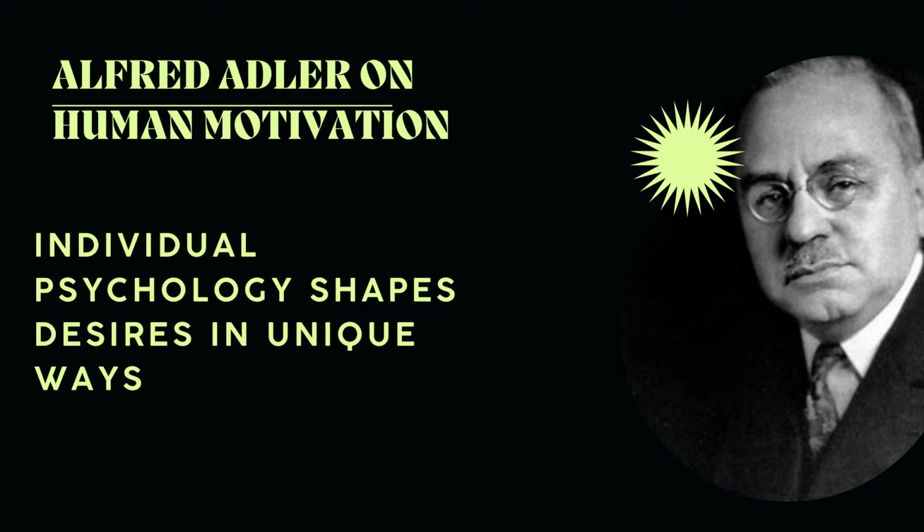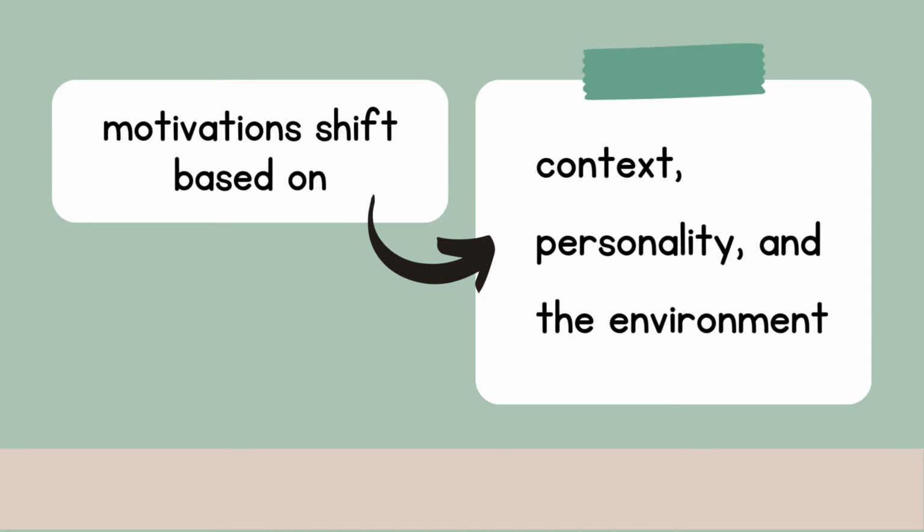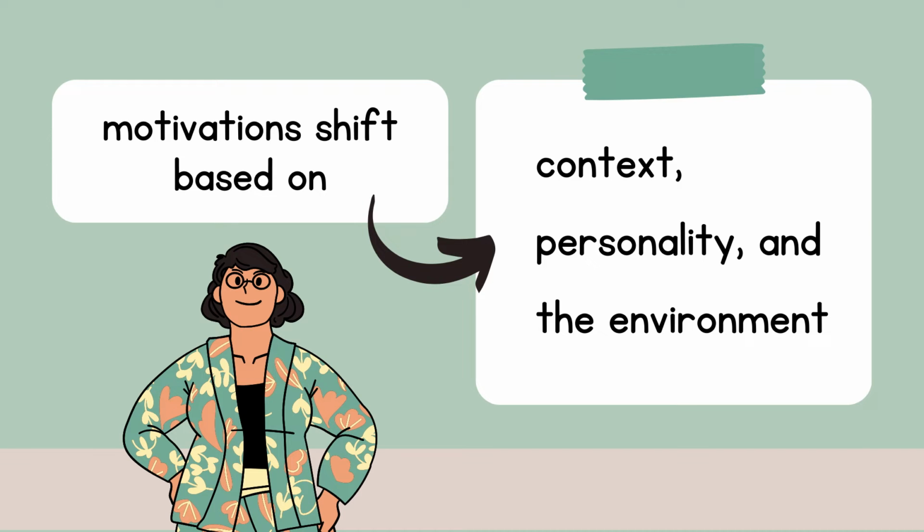Instead, he emphasized that individual psychology shapes desires in unique ways. For some, the need for power or connection may override the need for safety or even survival, depending on their personal goals and life experiences. So, while Maslow provides a helpful framework, it's important to remember that our motivations shift based on context, personality, and the environment. Understanding this can help us navigate our own desires more consciously.